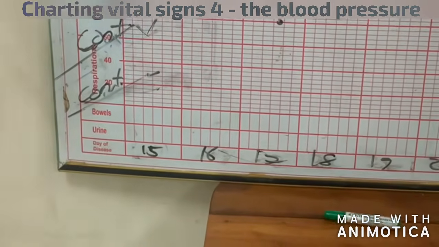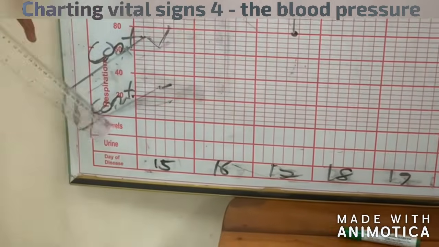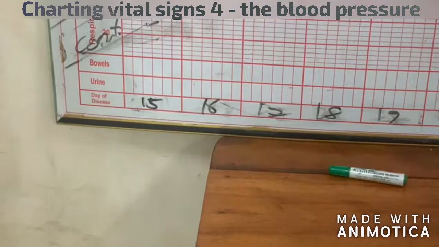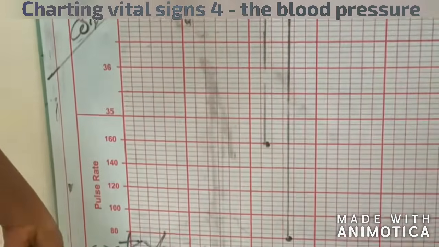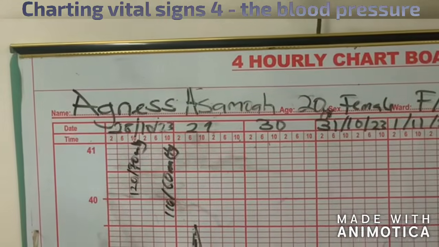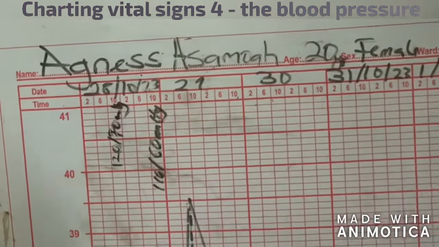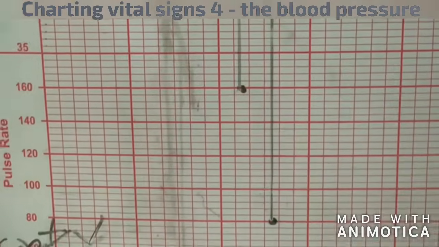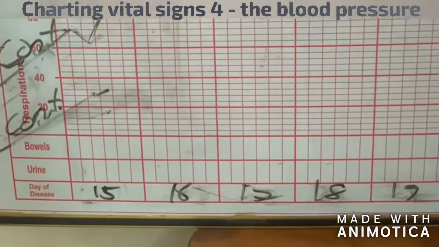So if your facility wants these rounds to be done every 2 hours, then you chart it under the time. If it is 12 hourly, that is you do 6 a.m. and 6 p.m. Then you do it under the time that is indicated for both bowel and urine. So that is all about the vital signs chart. Thank you.